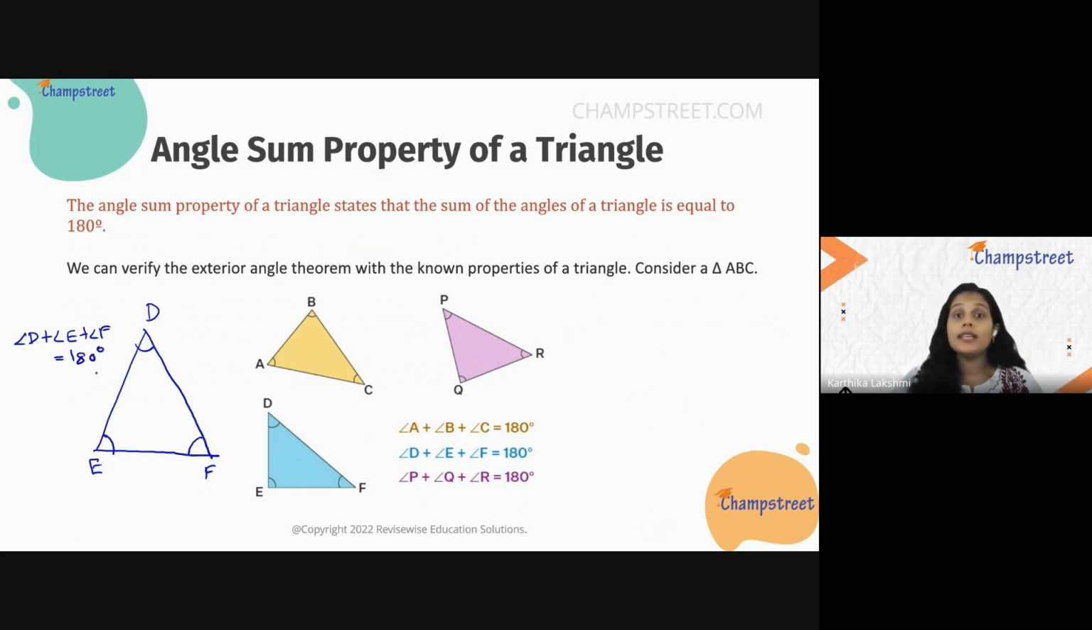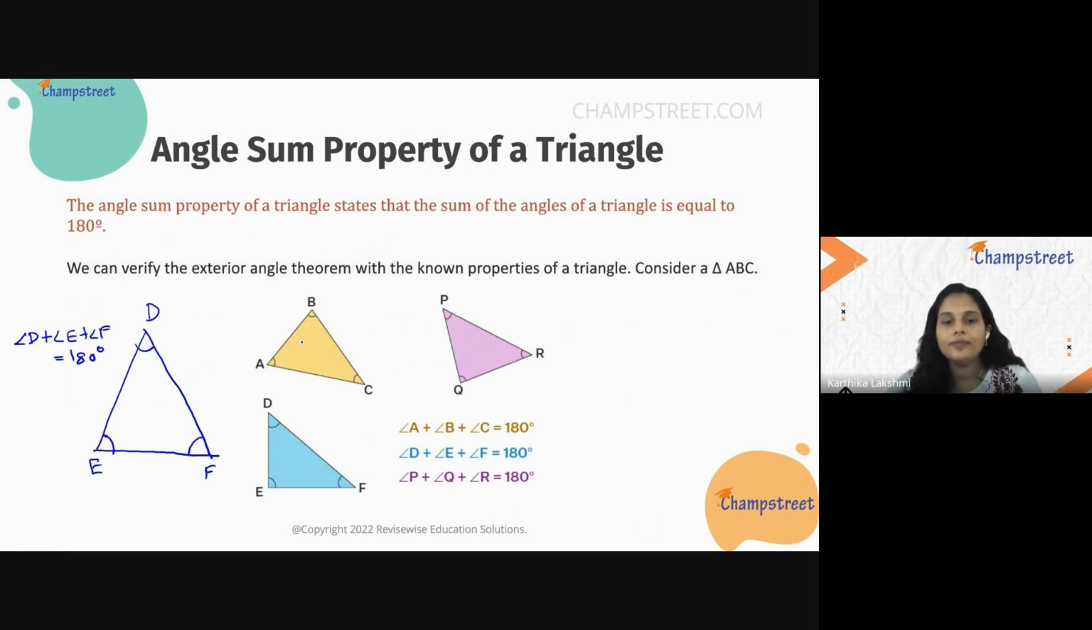We have learned about 6 types of triangle, right? If you take those 6 types of triangle and find the sum of the interior angles, you will only get 180 degrees. So if the shape is a triangle, whatever triangle it may be, when you find the sum of the interior angles, you only get 180 degrees. We can verify the exterior angle theorem with the angle sum property of a triangle. We'll discuss the exterior angle theorem later.